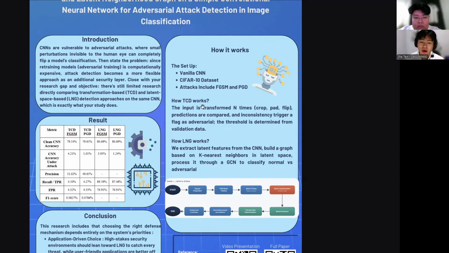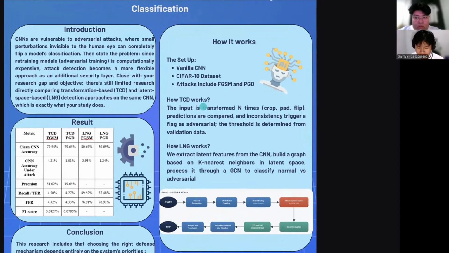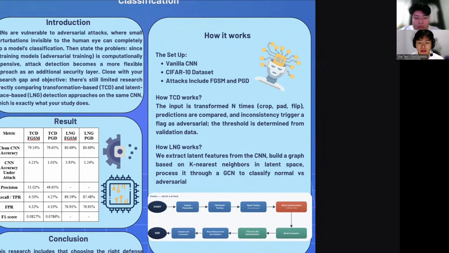Now, on top of these attacks, we place two detectors. The first one is TCD, Transformation Consistency Detector. The idea behind TCD is actually really intuitive. Take a clean image and transform it in minor ways. Crop it, pad it, and flip it. And feed its transformed versions through the CNN. A normal image should produce consistent predictions across all those versions because the core visual content doesn't change.